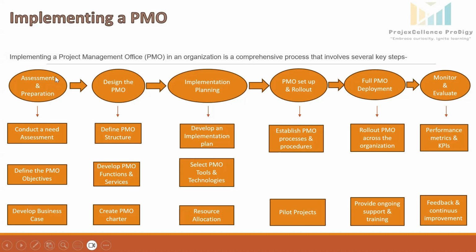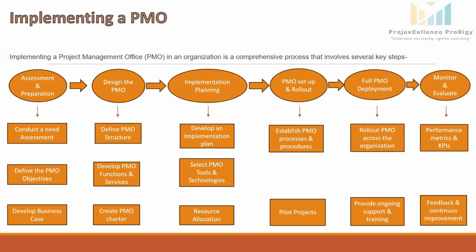So what we will do under this step, we will conduct a needs assessment. We will determine what the current challenges are in the project management being followed by the organization. Like, if they have inconsistent methodologies or poor resource allocation or lack of governance, we will collect all the data and we will engage the key stakeholders like executives, project managers, team members to gather their insights and what their expectations are from the PMO.